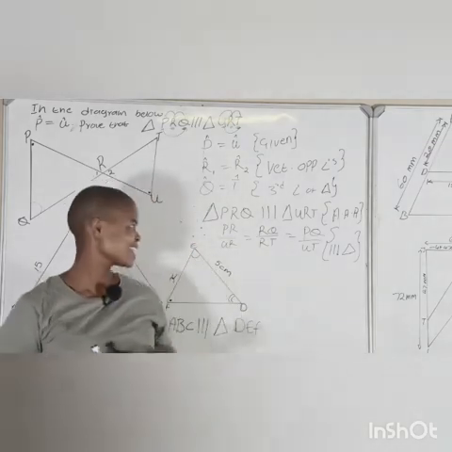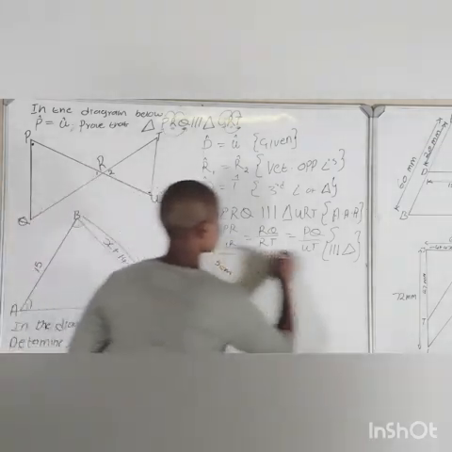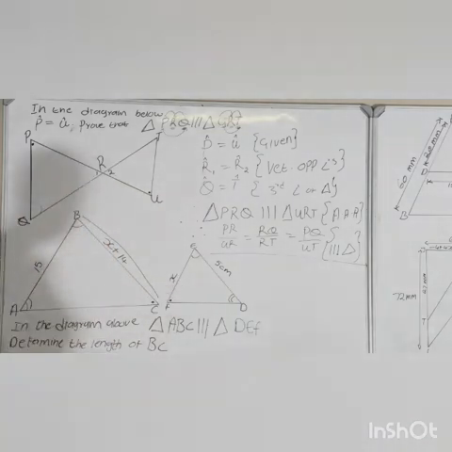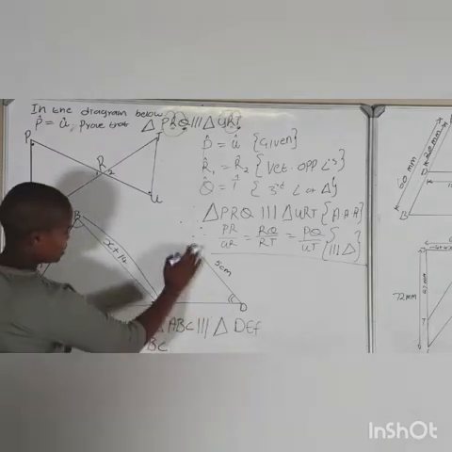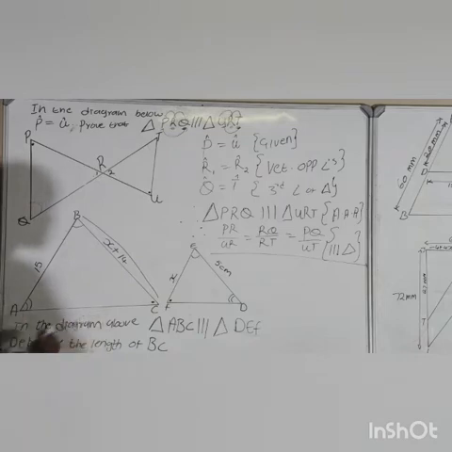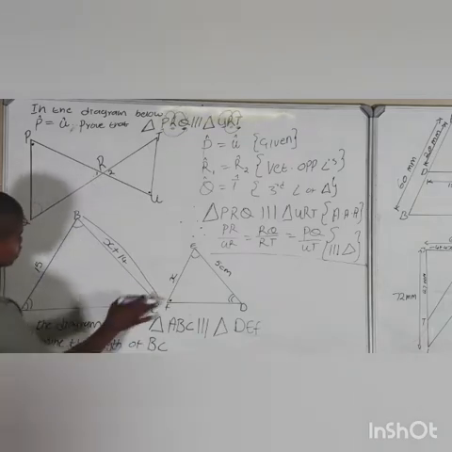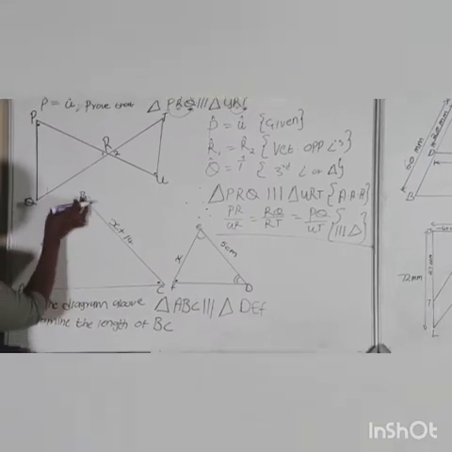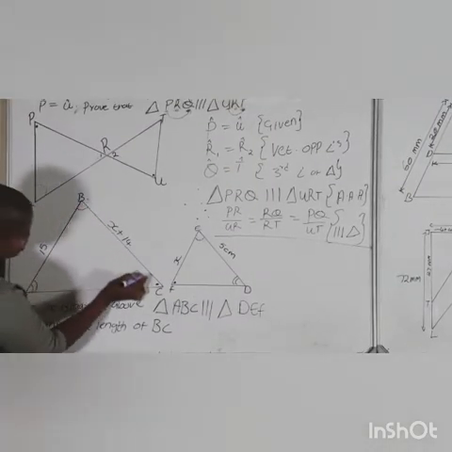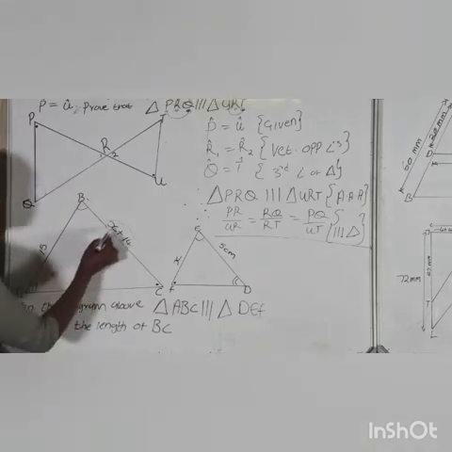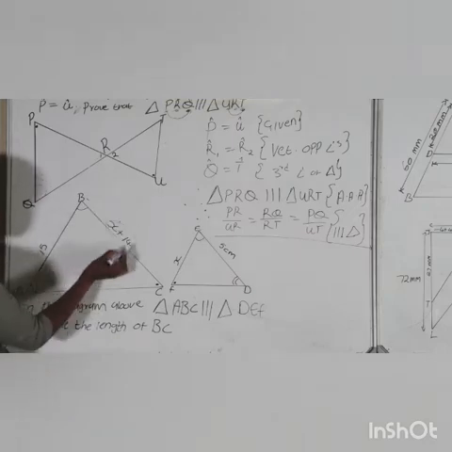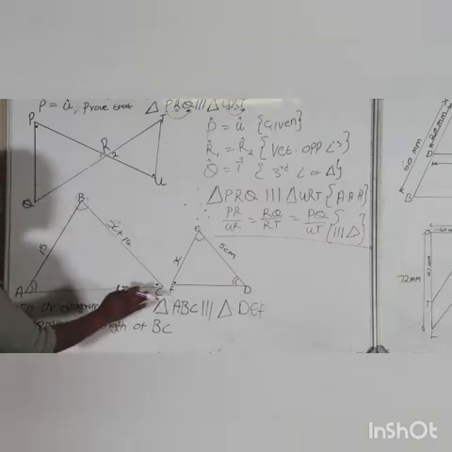All right, before we get too excited, let us go to the next one. So we've got two similar triangles, and they say in the diagram below, we've got triangle ABC, which is similar to triangle DEF. They're not saying we must prove it, they say we must determine the length of BC. You can see that BC is here. The value of BC is x plus 40.